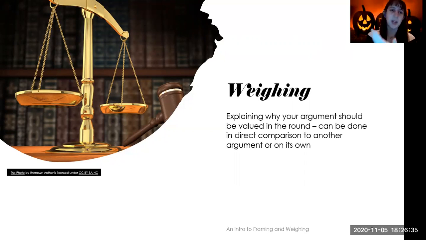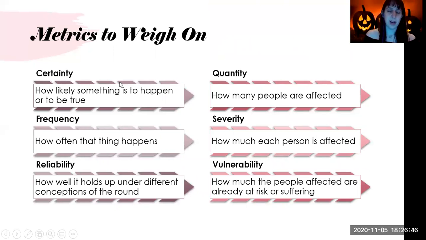That's typically something you would do if you haven't heard the argument yet, or you're unsure exactly what they're going to run, and you're just weighing it while you're constructing the argument in PM or LO or member of Gov, member of Op. So here are a few metrics to weigh on. I made these up.